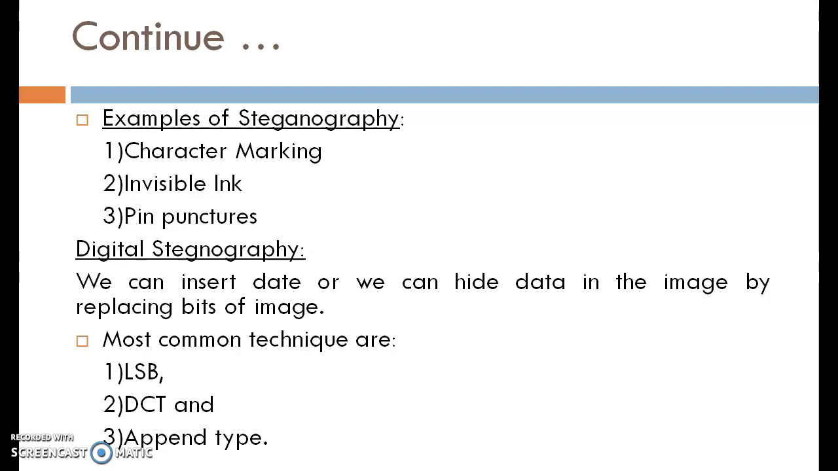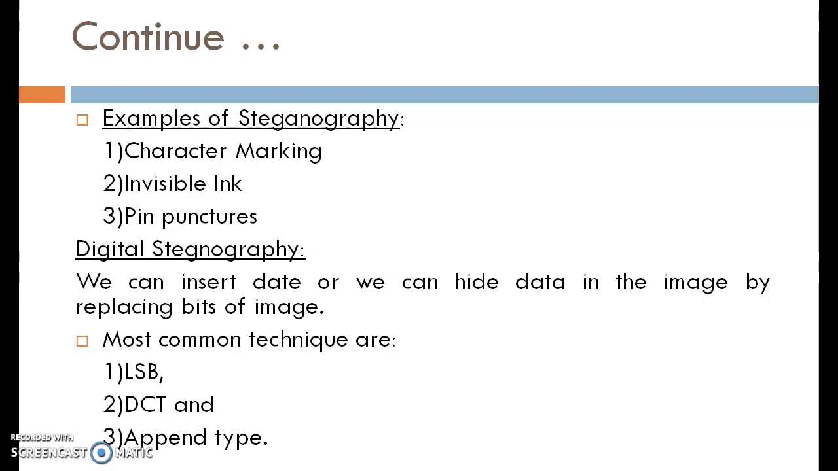Then third, pin puncture. Pin puncture means the paragraph contains a number of characters and statements, and some of the characters are punctured with a pin. Combining such pin-punctured characters reveals some hidden message. So these are the various examples of steganography.